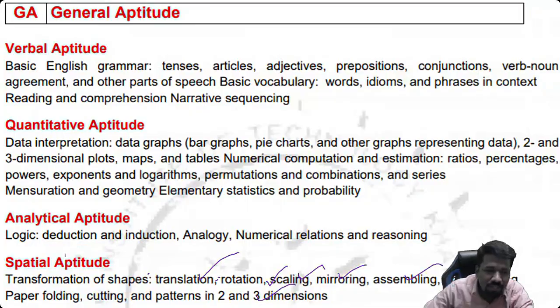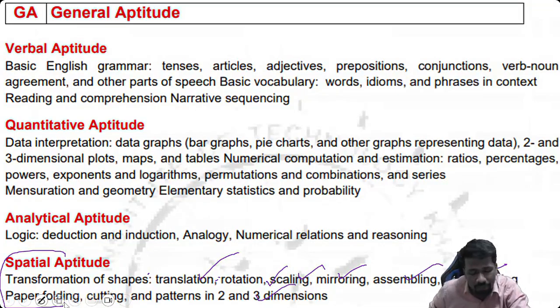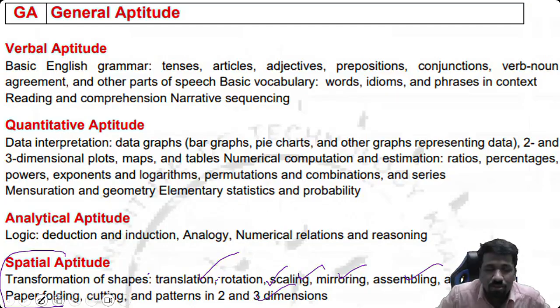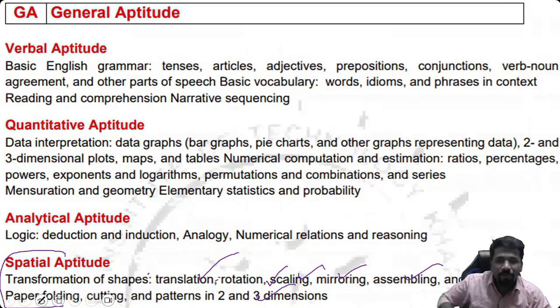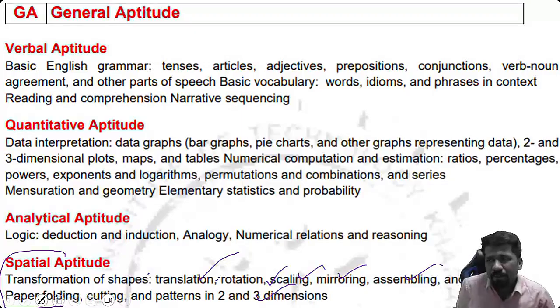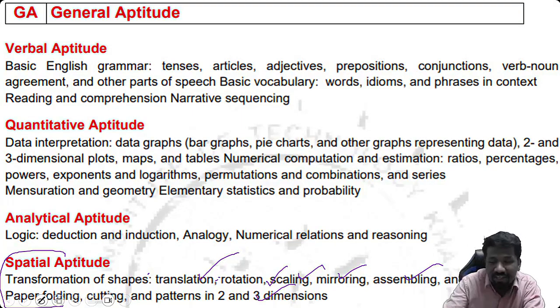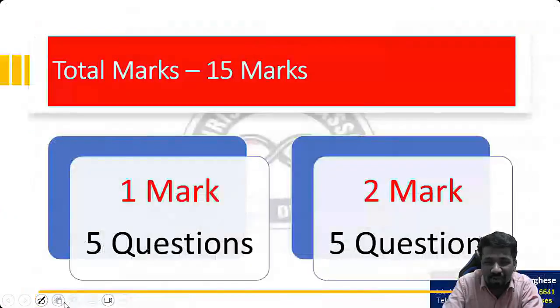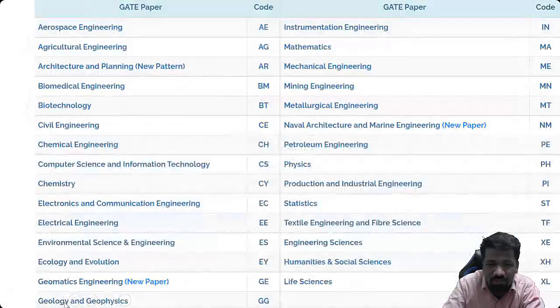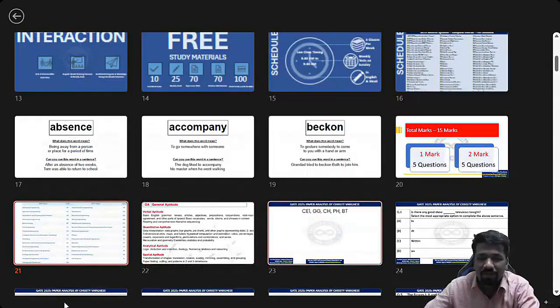Spatial aptitude is a relatively new topic, because the unit was introduced only about 5 years ago. इसलिए सारा papers में, almost all papers they ask questions from spatial aptitude, 1 or sometimes 2. ये paper में 2 question आया था. Other papers, many of them have only 1 question. But 1 question of 2 mark is very important, because in 15 marks, 2 mark is very important.